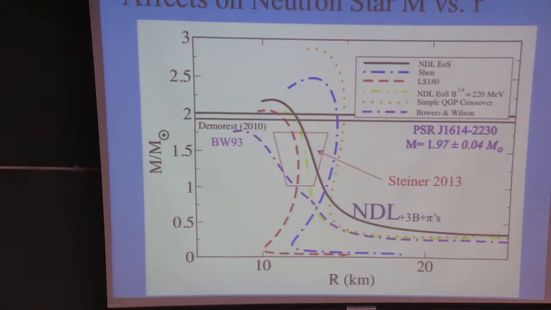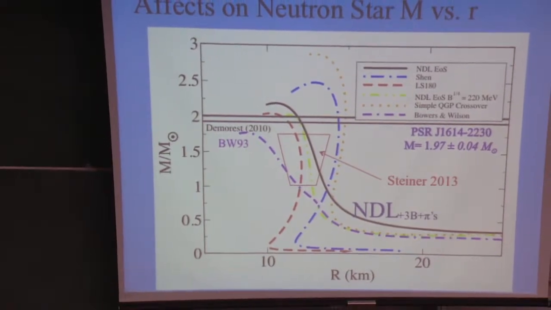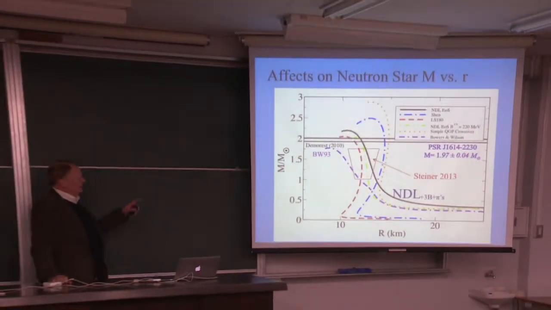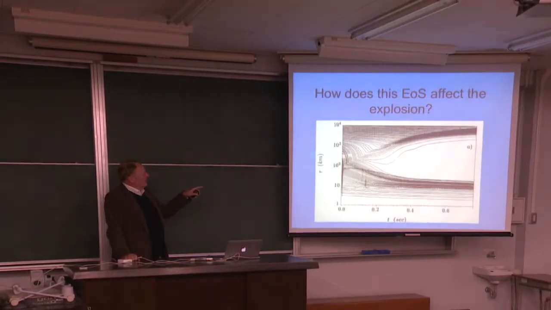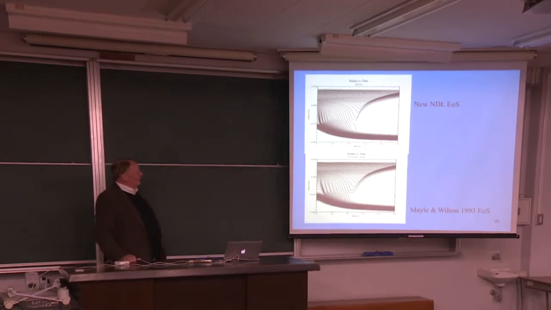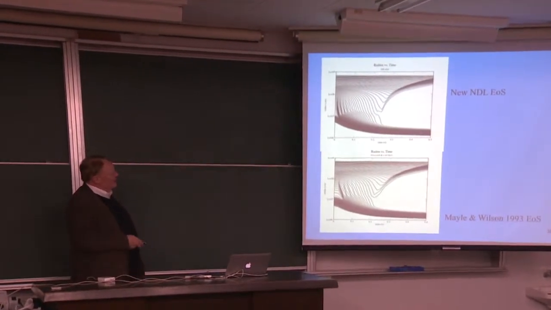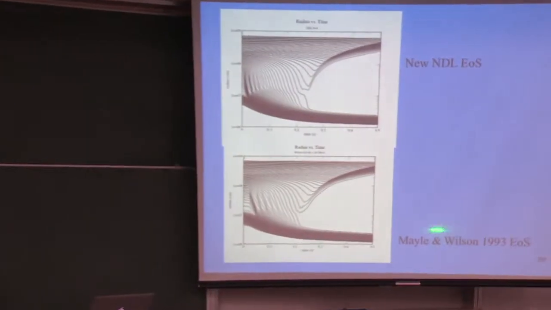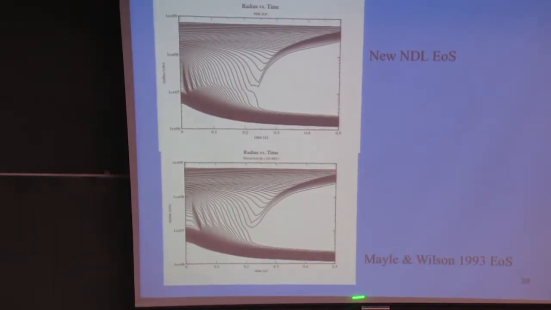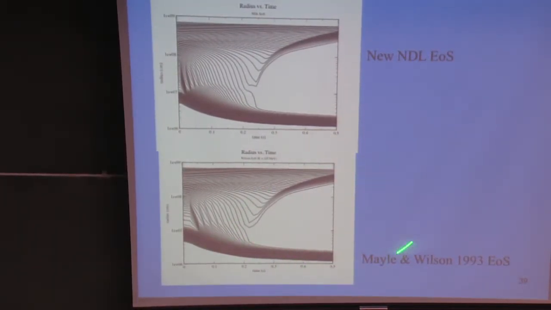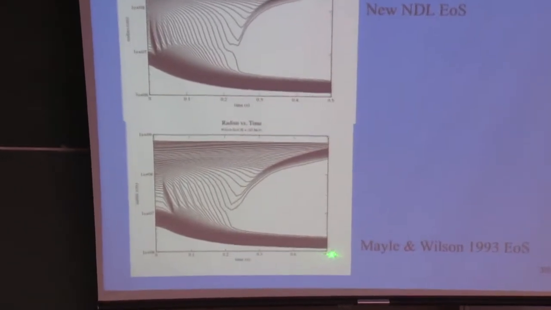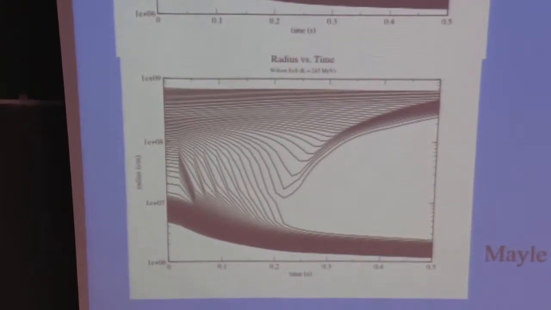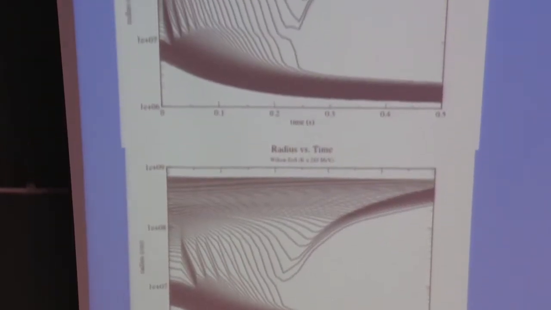So what we're working on now, and this is the last slide now, is putting all this together and seeing how it affects the collapse. And this is our preliminary result. We ran the same code with the old Bowers and Wilson equation of state, and this is the figure I keep showing over and over again, but now it's on scale only out to 500 milliseconds. We ran it with the new equation of state.